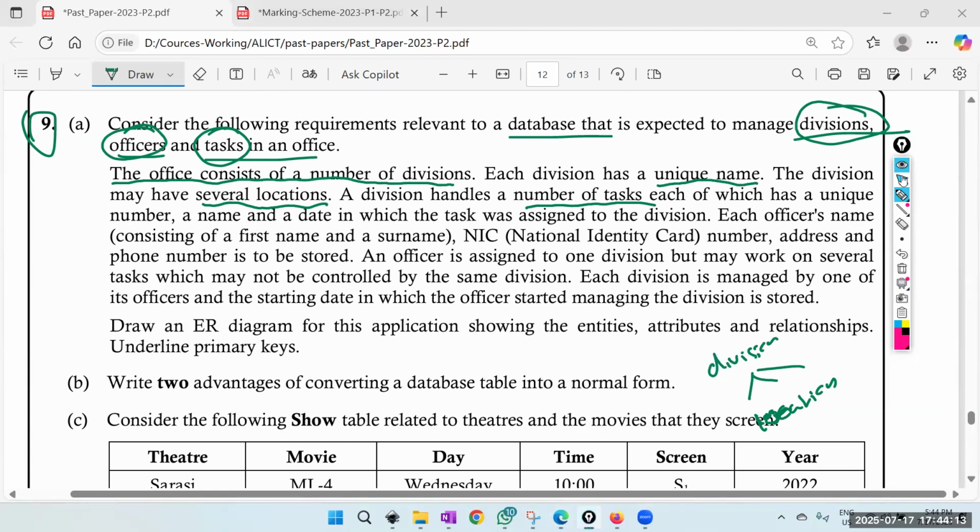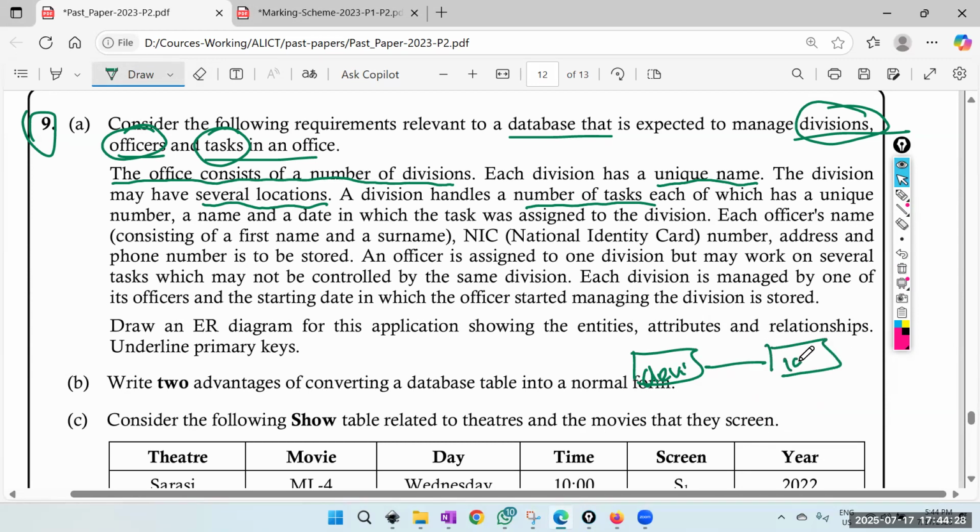Let me try to put it like this. Division has many locations. One division has many locations. I don't know whether one location has many divisions. And a division handles a number of tasks, so that means a division handles many tasks also. One division can handle many tasks. Maybe one task belongs to one division. For the time being, let's assume that, but if you want, we can change it.